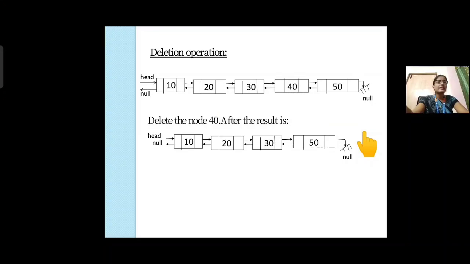Next, the deletion operation. Deletion means deleting a node. If you look at this diagram, forward and backward directions are here, with links between them. This is the null point, that means the ending point. This is the start of the linked list. 10 is the data, and 20, 30, 40, 50 are the data. Delete the node 40. That means 40 is deleted. After that the result is here. If you look at this diagram, 10, 20, 30, 50 are the doubly linked list. There is no 40 because 40 is deleted. This is the deletion operation in a doubly linked list.